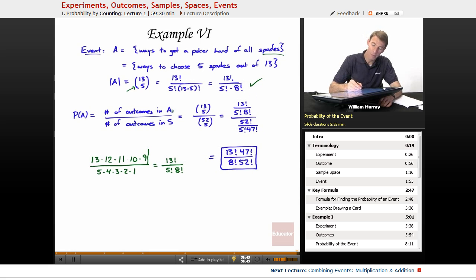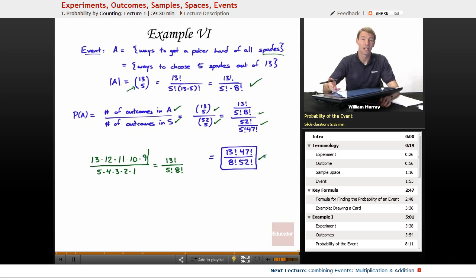And then to find the probability, we just take the number of ways to get our event divided by the total number of outcomes: 13 choose 5 divided by 52 choose 5. And we get a kind of cumbersome expression involving factorials as our answer. So that wraps up our last example, and that wraps up our introductory lecture here on Educator.com for probability.